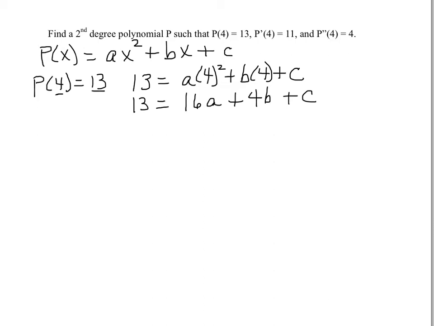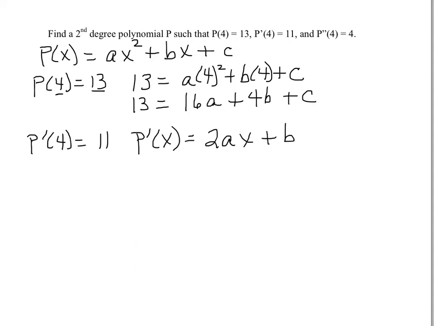Let's see what we can do with knowing that p prime of 4 is 11. Well, first we're going to need the first derivative. So let's go back and take the first derivative of p of x. Using the power rule, that would be 2ax plus b, and of course the derivative of c is 0. So this will be the general form of the first derivative of the second degree polynomial. So now let's plug in our values. This says that the first derivative is 11 when x is 4, so that would be 2a times 4 plus b, which is 8a plus b. So we've got a little more information.